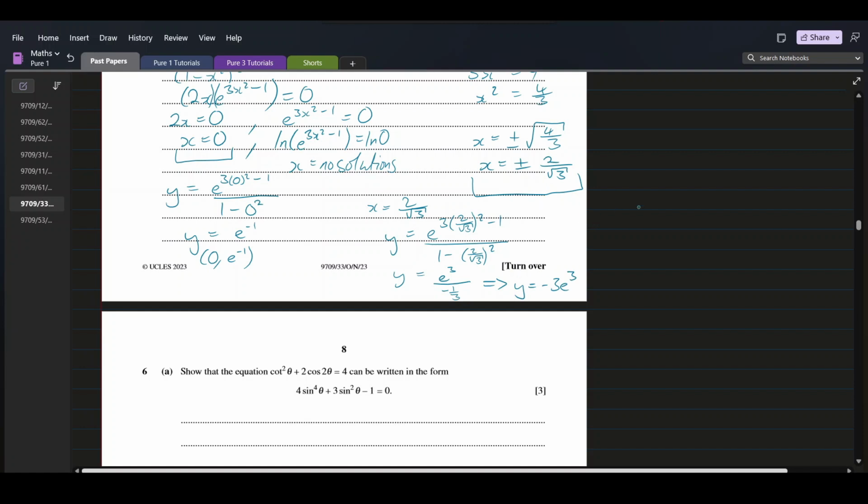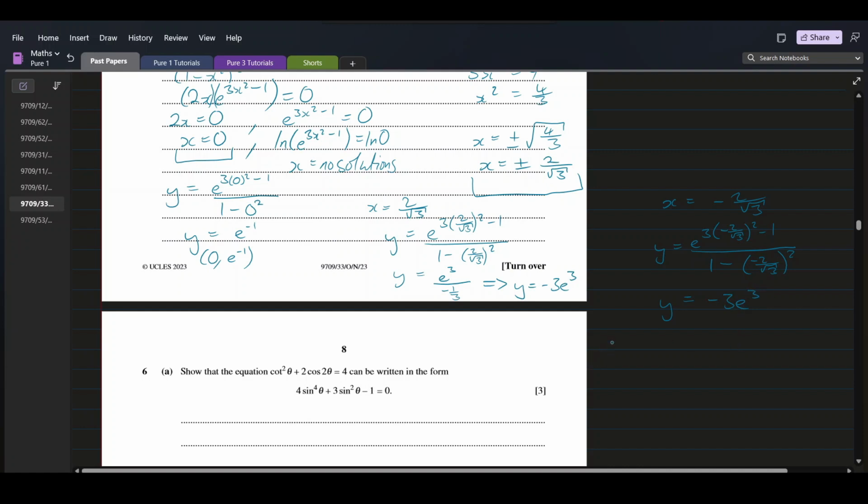Now let's evaluate when x is equal to negative 2 over root 3. So that's y is equal to e^(3 times (-2 over root 3)² - 1) over 1 - (-2 over root 3)². And since x is squared in both instances, we'll get the same result of y is equal to -3e^3.